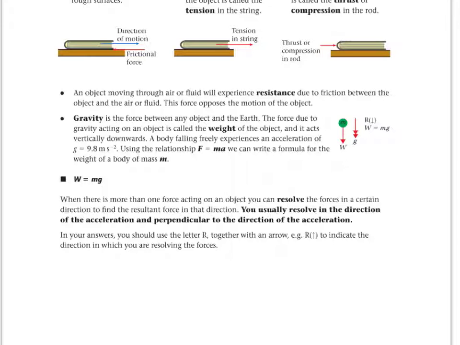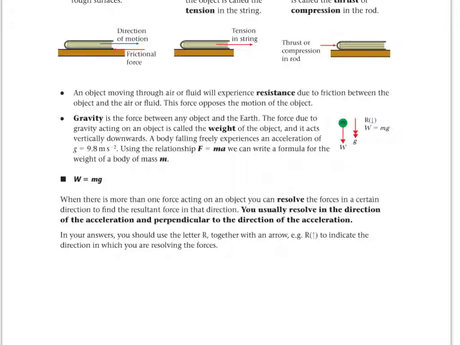Next one, gravity. This is a really important one again, and I said this before. It's really important to differentiate between weight and mass, and this little comment here will just remind us of that. So, gravity is the force between an object and the earth, discovered by Isaac Newton when an apple fell on his head. Ow. The force due to gravity acting on an object is called the weight of the object, and it acts vertically downwards. Remember, gravity always acts downwards. I've done it, everybody will do it. Just be very careful to make sure that gravity is always acting downwards.